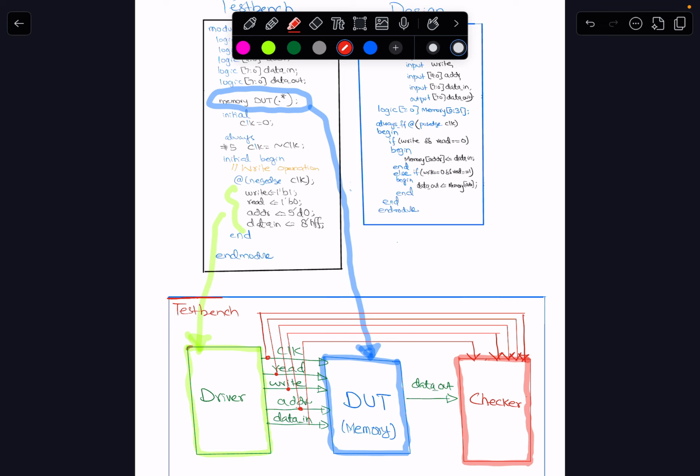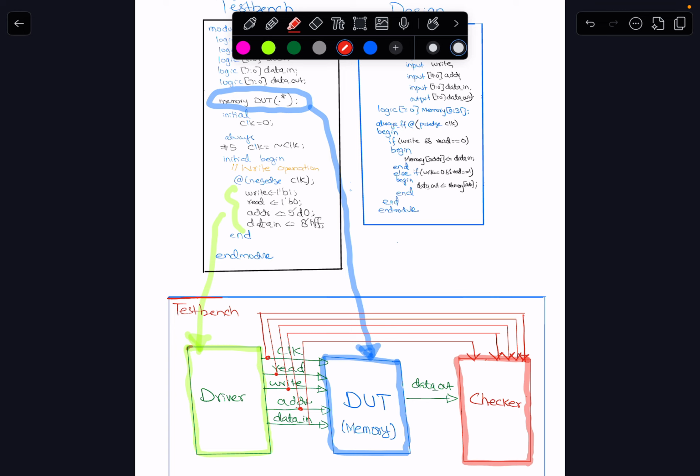The driver is driving the signals, and it is sending these signals to the checker as well, and the checker also gets the response from the DUT. So let's say we have written some data into an address at a memory location, and we want to see whether the data has been written properly or not. So we do a read transaction with the same address, and we get the data out as well. We want to check that we are reading what has been written.